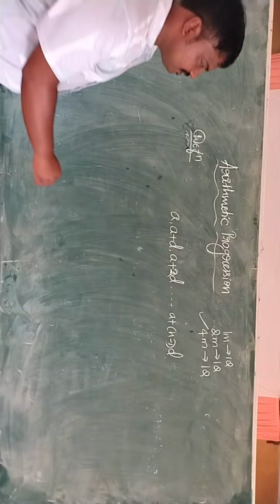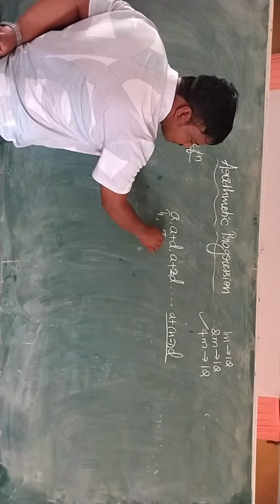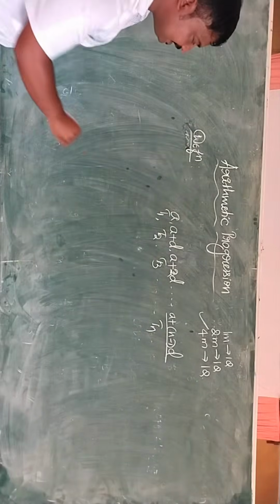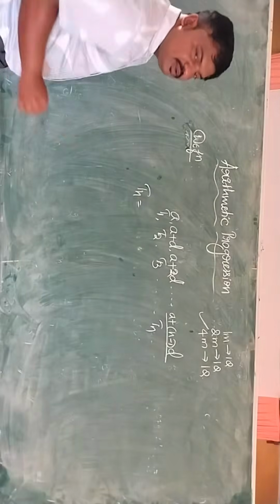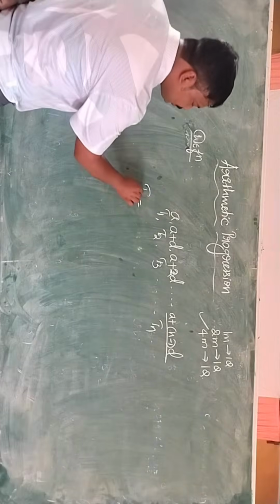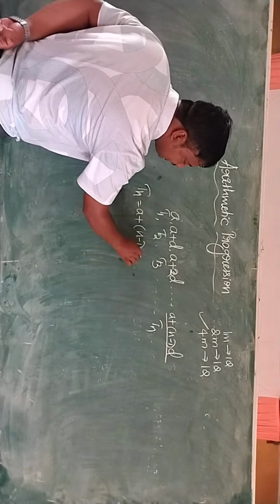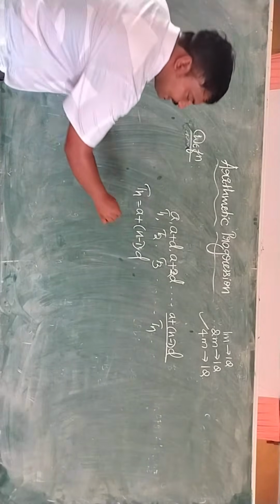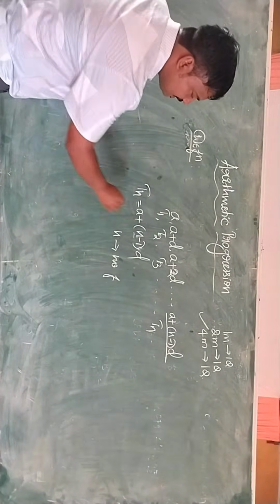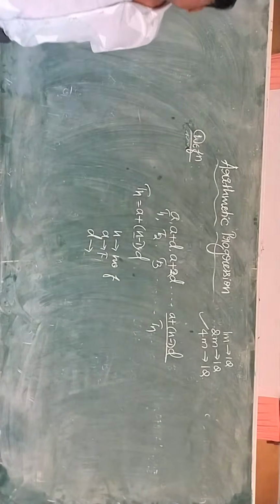Here this A plus n minus 1 into D is the last term. This is T1, first term, second term, third term, so on Tn. What is Tn? Nth term of an AP. The nth term of an AP is denoted by Tn. Tn is equal to A plus n minus 1 into D, where n represents number of terms, A represents first term, and D represents common difference.